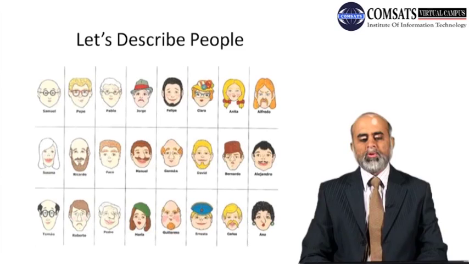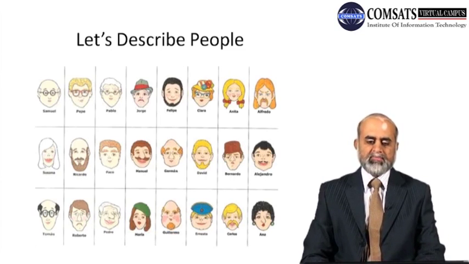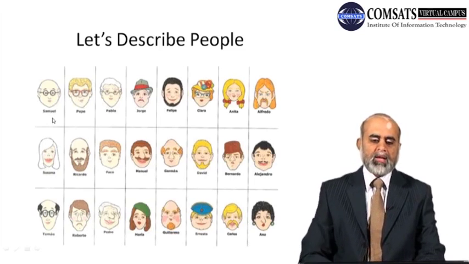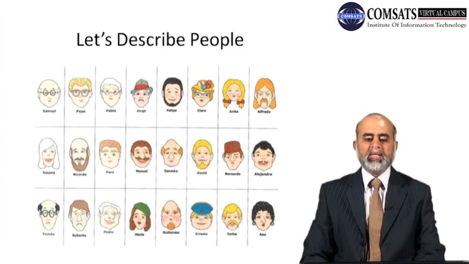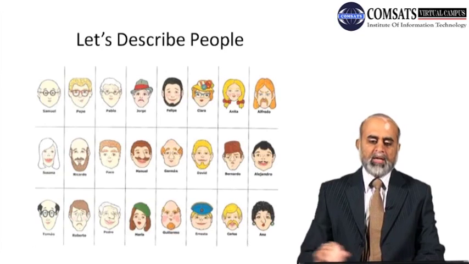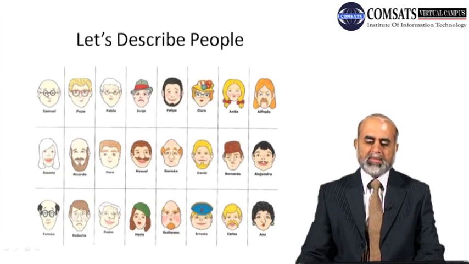Now I want you to look at these and try to describe these people. Let's have a look at this one first. What kind of hair has he got? He is? That's right, he is bald. Okay, and what kind of face has he got? He's got a round face. He's got round eyes. All right. Okay, and he is wearing glasses.